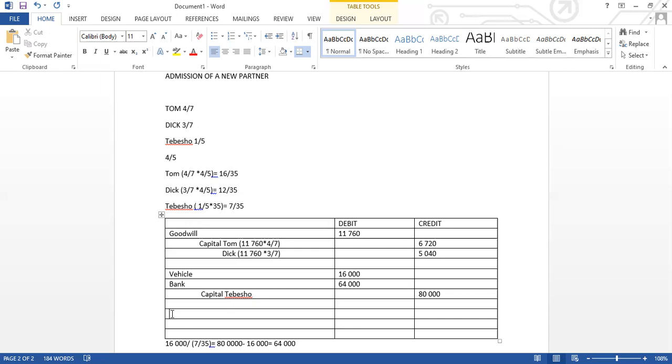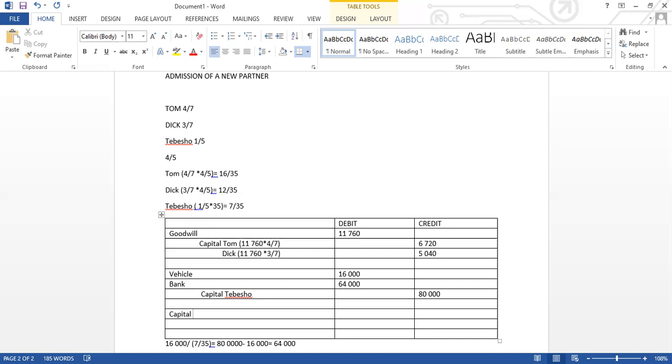So when it says that assets are revalued after admitting Tebesho, make sure that, because assets are always revalued on the day of admission, you share the gains or losses among the old partners using their old profit sharing ratios. Okay. So we said it's a loss, right? This is the loss made. So the loss will be shared among the old partners.